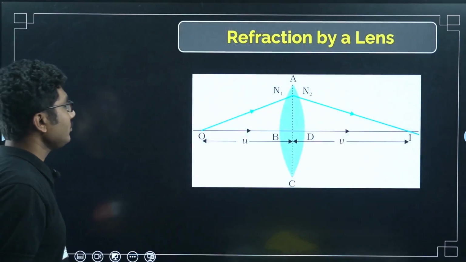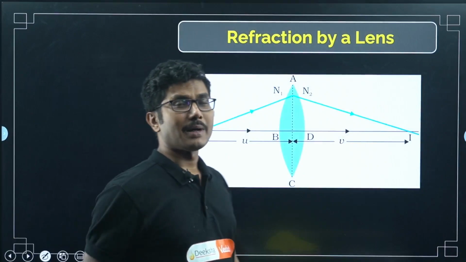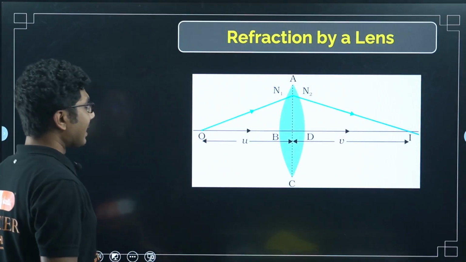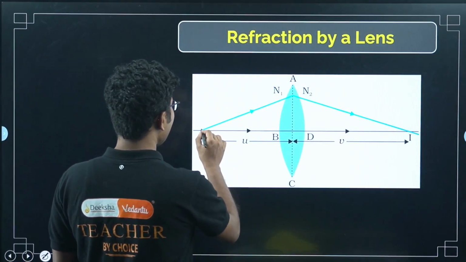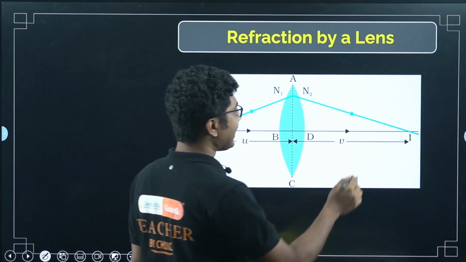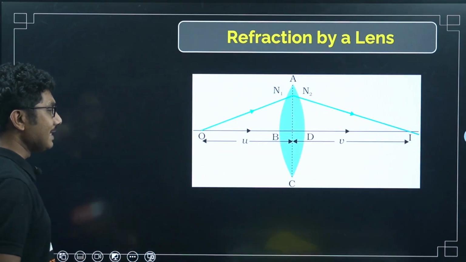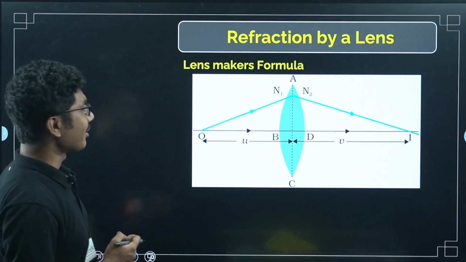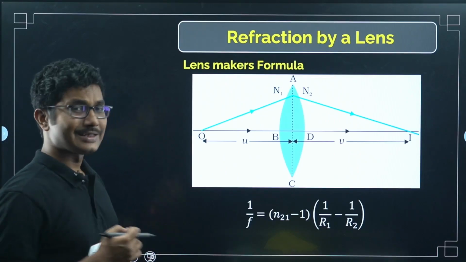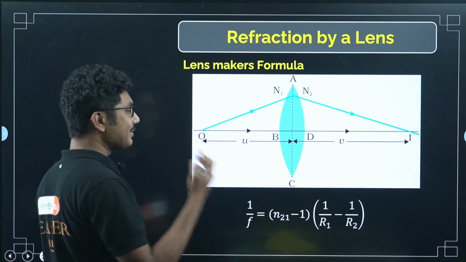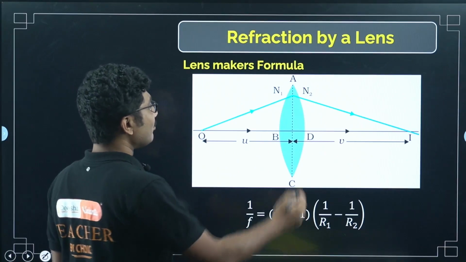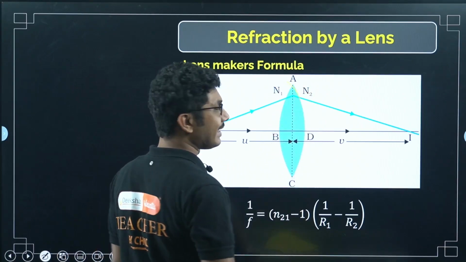Now let us talk about refraction by a lens. Okay, a ray of light is traveling from an object and it is reaching somewhere, giving you an image. Then what is the relationship? The formula for lens is given by lens maker formula. Usually lens maker's formula assume that both surfaces have different radius of curvature.